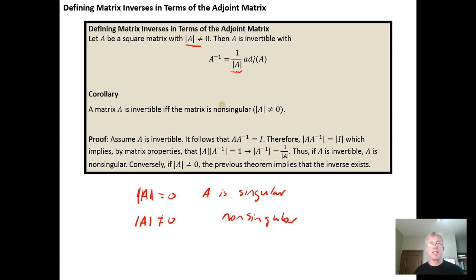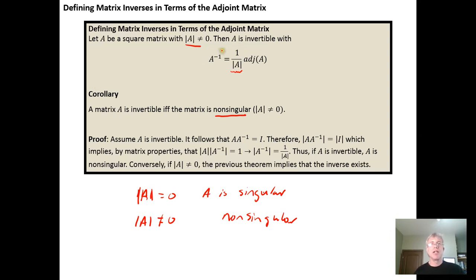So it's going to be precisely the non-singular matrices for which this formula works. If the matrix A is singular, the determinant of A will be 0, and we would get a division by 0 if we tried to use the inverse formula.